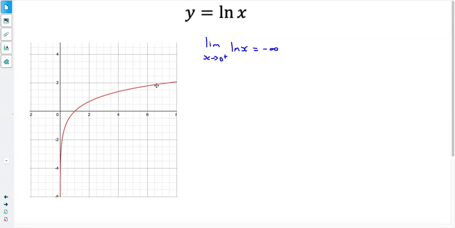So we also will have one other limit, and that's as we go towards positive infinity. So we also have our limit as x goes to infinity of natural logarithm of x is just going to be positive infinity.